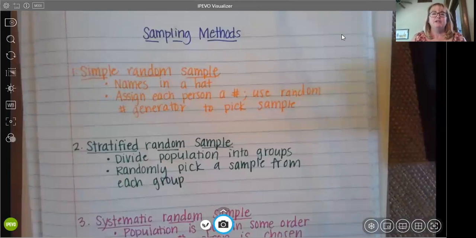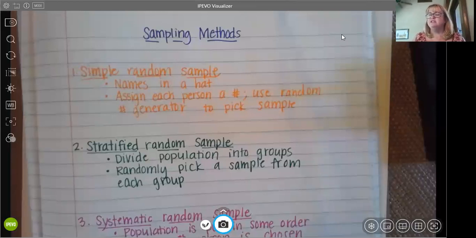So let's say you are going to collect data. A simple random sample is kind of like names in a hat. You could assign each person a number and use a random number generator to pick a sample. So you've done this in elementary classrooms or even middle school classrooms, where a teacher would have your names on a stick, would put the stick, and would randomly draw names to make sure everyone's participating. The method used is simple random. Names in a hat, names on a stick, random number generator. Okay, that is one way to collect a sample.